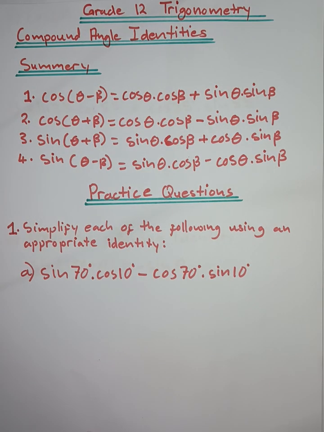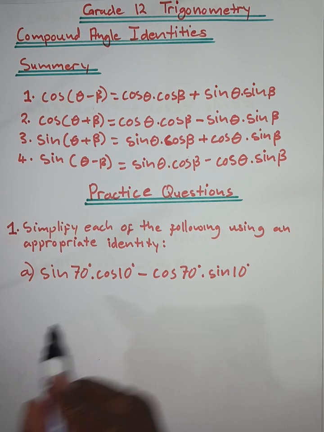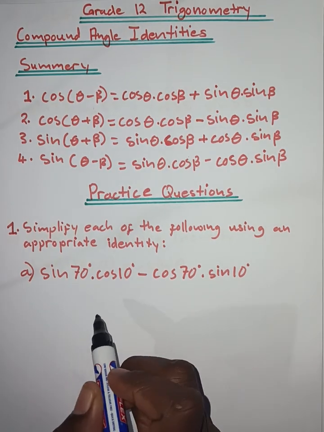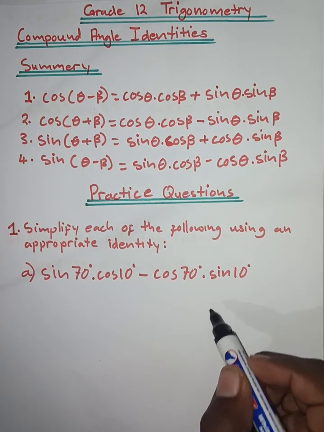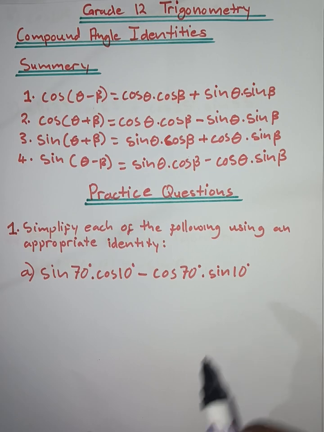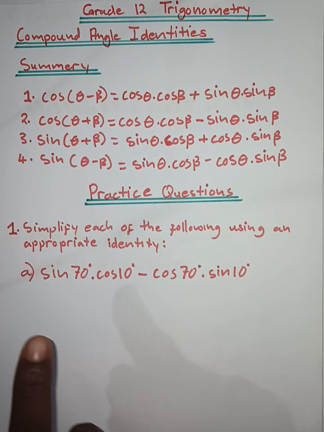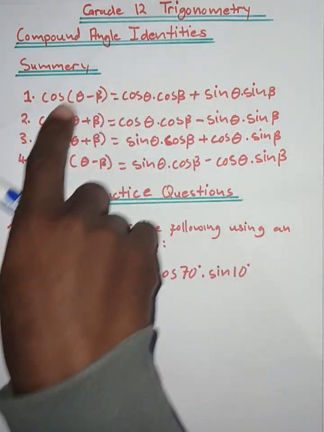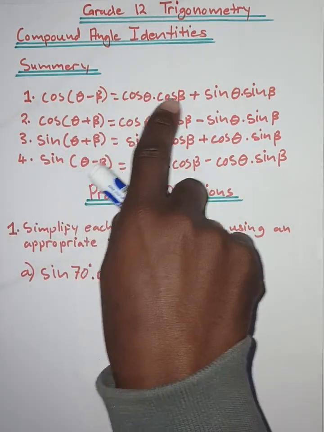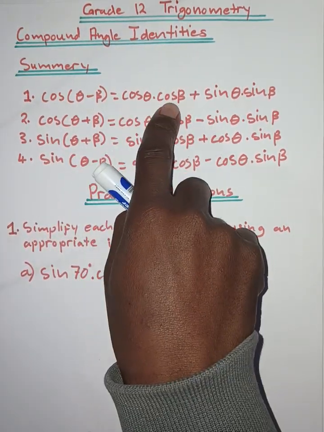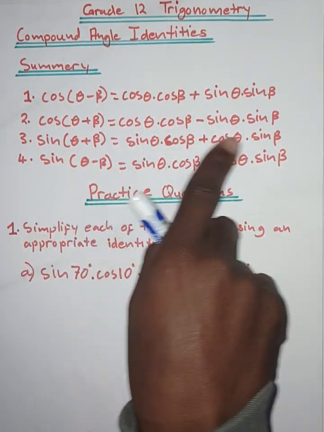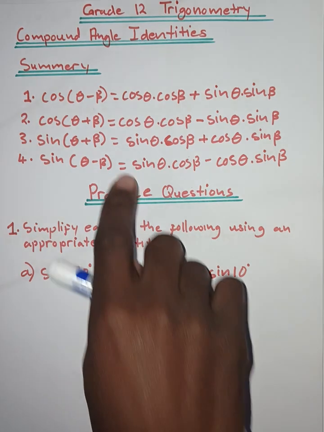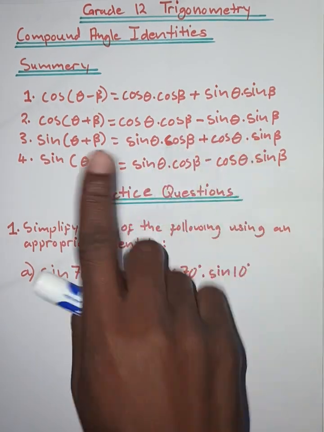They say we must simplify each of the following using an appropriate identity. Simplify sine of 70 multiplied by cos of 10 minus cos of 70 multiplied by sine of 10. Something I need you to note is that for the cos compound angle identities, their names match: cos, cos, sine, sine. But for the sine identity, their names do not match: sine, cos, cos, sine.